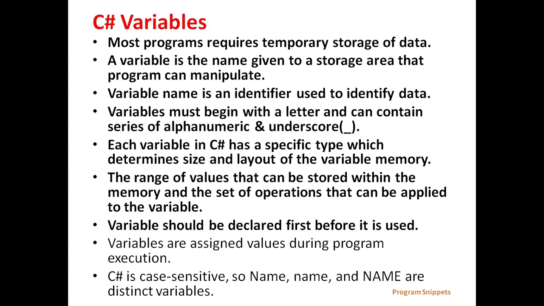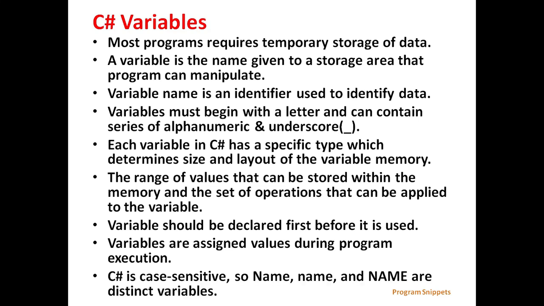In C#, variables should be declared before they are used, and variable values are assigned during program execution. Since C# is case sensitive, variable name with a capital N, variable name with all small case letters and variable name with all uppercase letters are distinct variables.